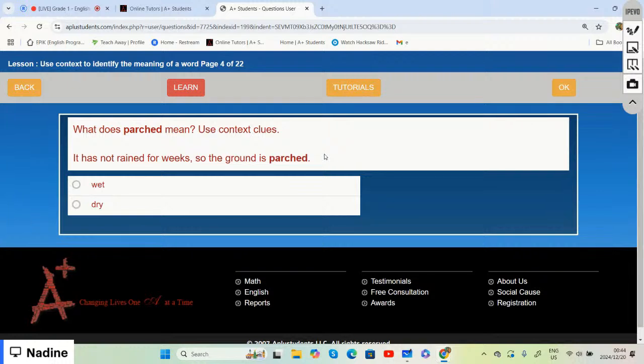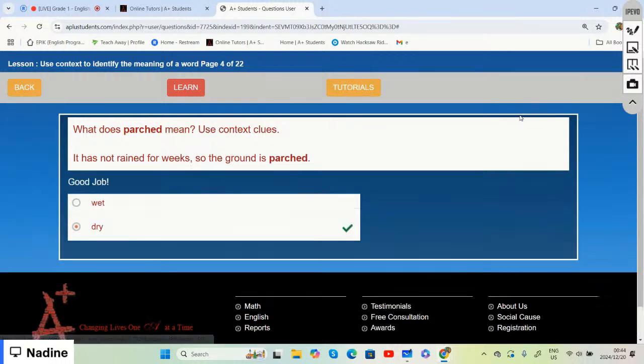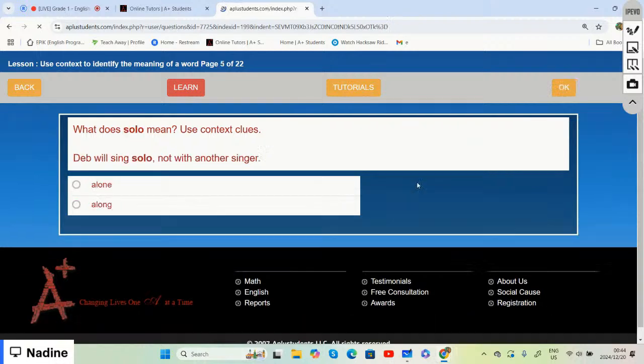So it says it has not rained for weeks, so the ground is parched. So parched, is it wet or is the ground dry? Which one is correct? All right, then if we were to choose the correct option, we will say if it has not rained for weeks, then it means that the ground is dry. So parched is another word for saying it is dry.